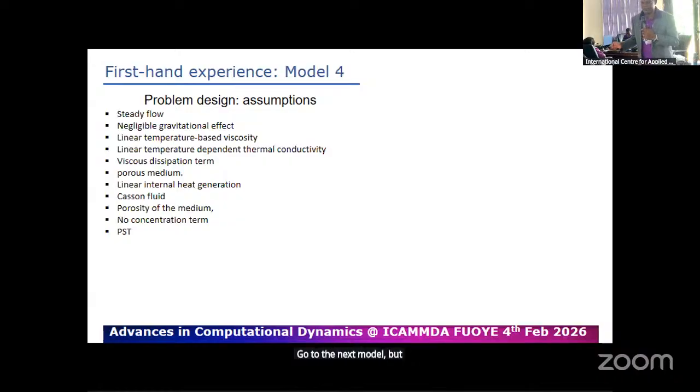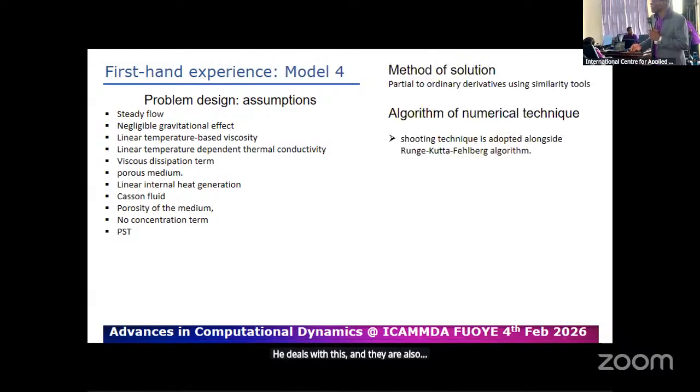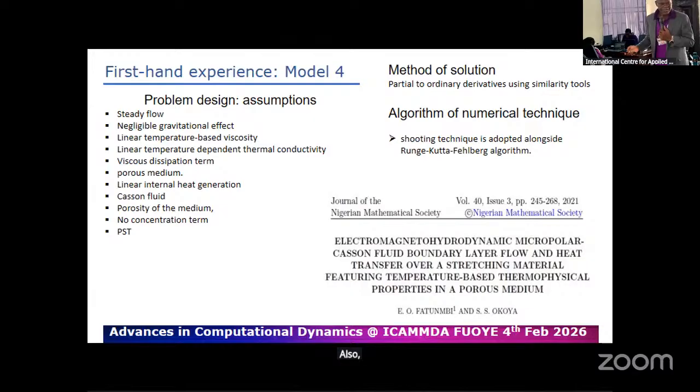Another first-hand experience is model 4. Here again, we have the problem design. We have all the assumptions that come into play. You can see these are all the assumptions. It's completely not exactly what we had in the previous ones. And here also we look at the same method of solution. And here again, we use the same algorithm, shooting method. I've explained this in detail in one of the papers. And then we have here also published locally in the Journal of the Nigerian Mathematical Society. As a former editor, I already separated the journal and published there. To check my citation, go to Google Scholar and check my citation.